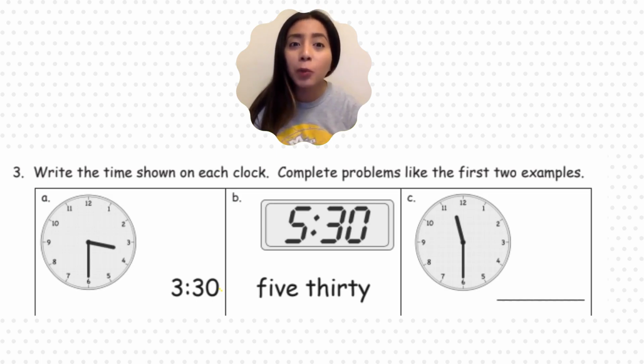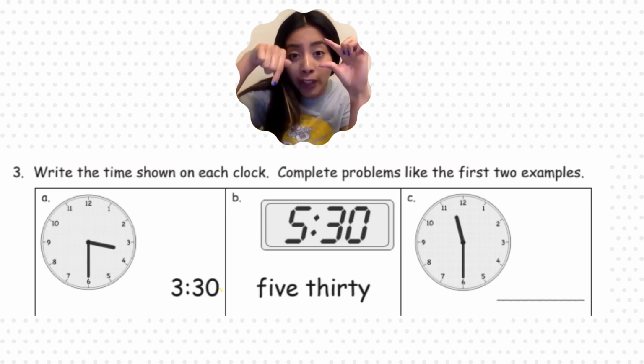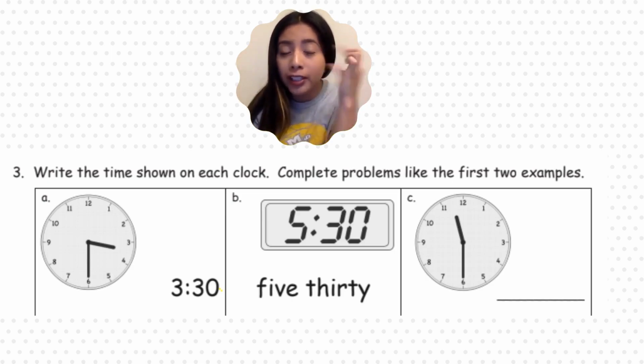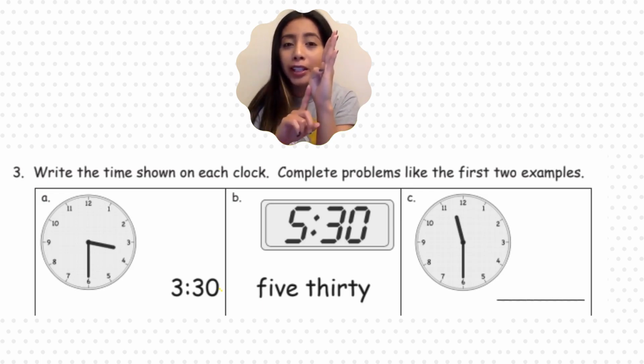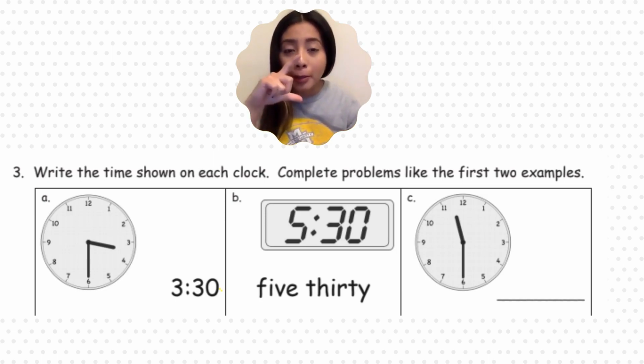And now let's see if we can figure out letter C. Let's start with our hour hand. The hour hand is that smaller one that you see. So the smaller hand is our hour hand, and I see that it's a little past 11, which means we're at 11. But I'm looking at that minute hand. It doesn't look like we're at 11 o'clock. I see that longer minute hand, it's on the number 6.